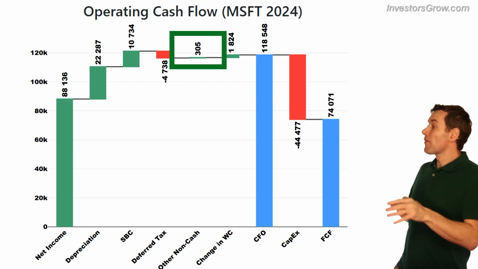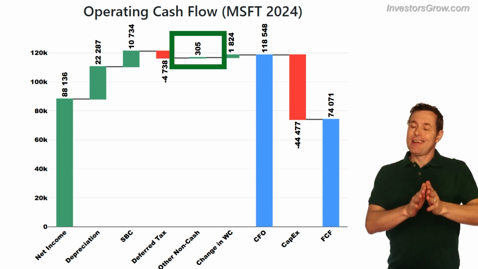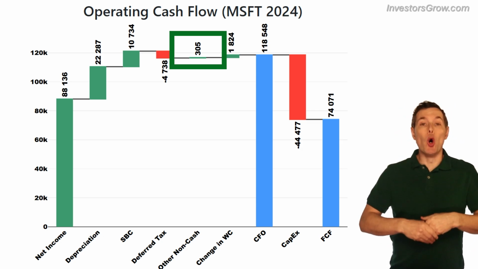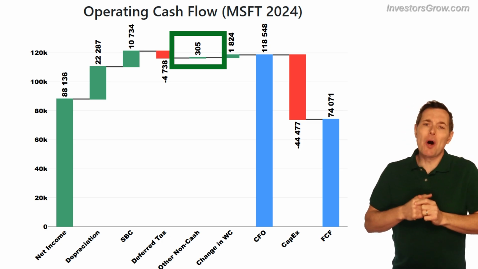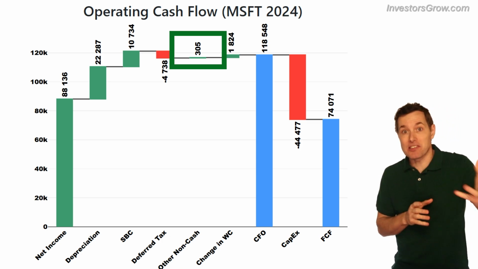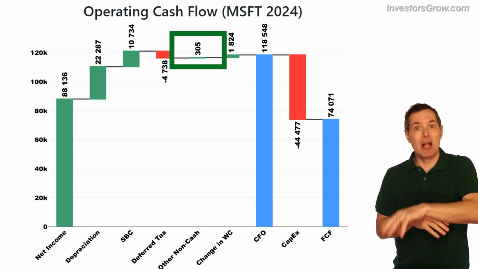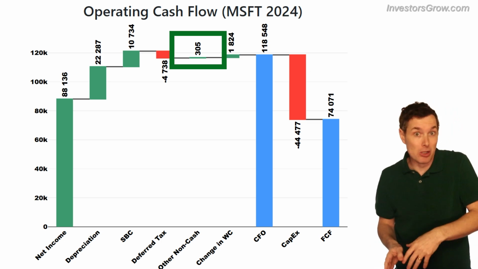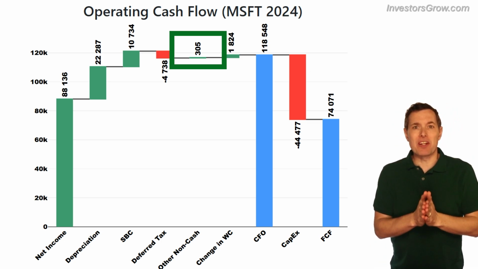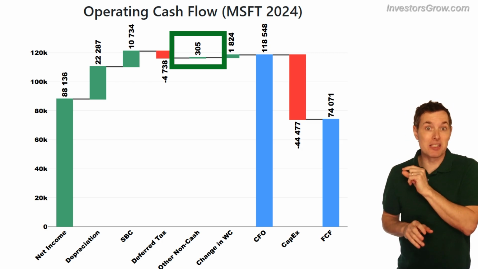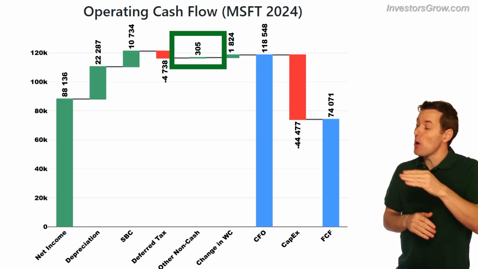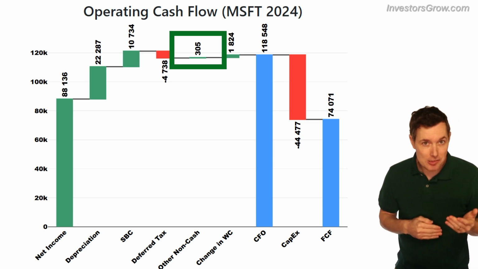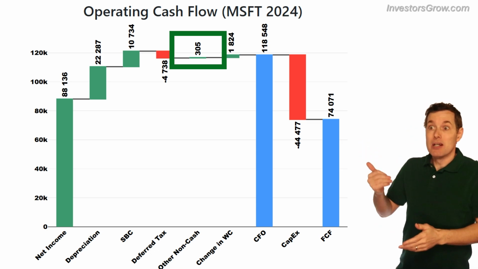Okay, now we move over to other non-cash charges. This, unfortunately, could be a whole ton of things. It could be impairments, it could be one-offs, it could be unrealized gains or losses on assets or liabilities. This could be a whole bunch of different things. Now, generally, this number will be fairly small relative to all the other numbers.